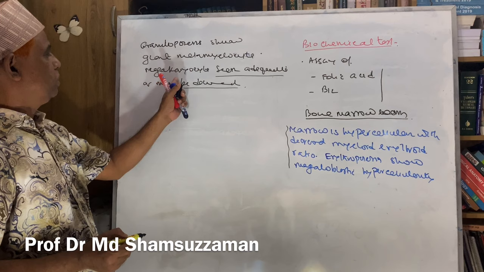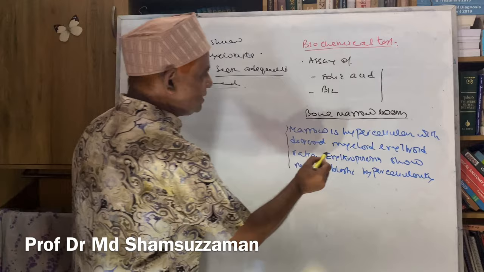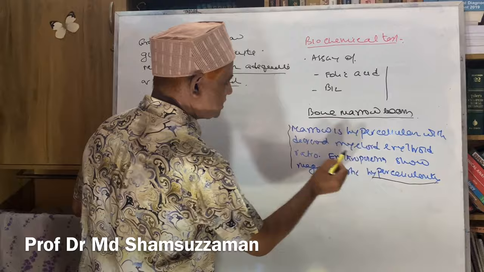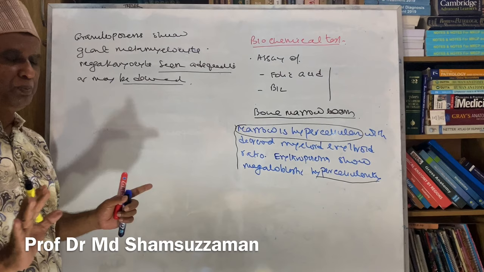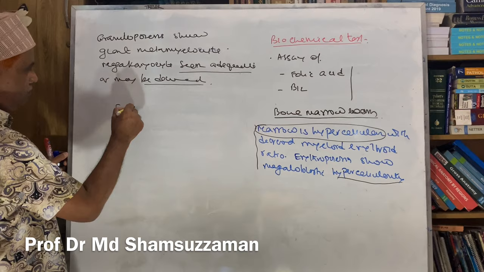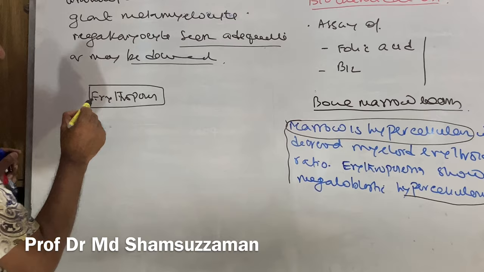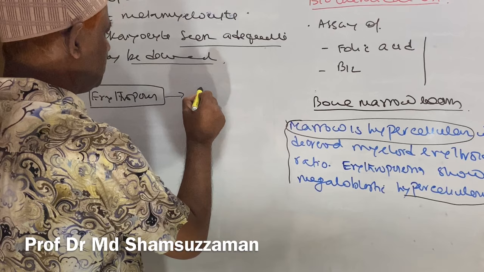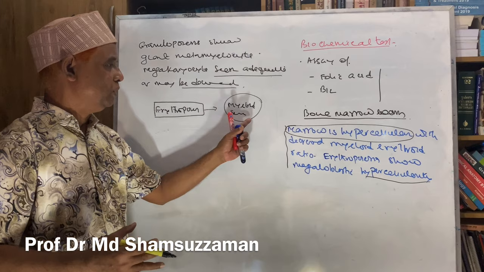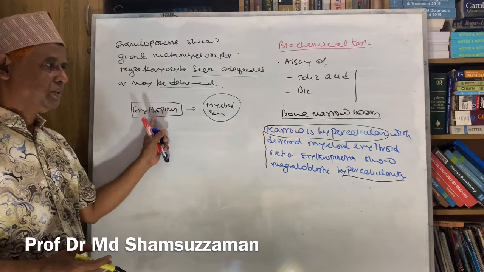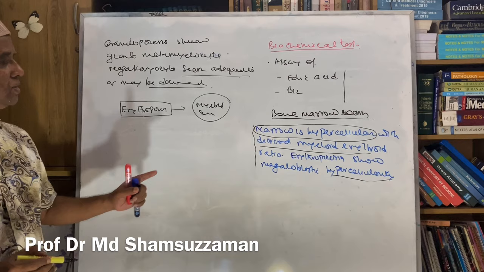Dear audience, as there is hypercellularity of the erythropoiesis, so there is hypercellular bone marrow. Due to hypercellularity of RBC series, marrow is hypercellular. Dear audience, you know, RBC is developed, and other than RBC, all cells in the bone marrow are called myeloid cells. So only RBC series is called erythroid series. Other than RBC, all cells together are called myeloid series. As there is hypercellularity of the erythropoiesis, so there is decreased myeloid erythroid ratio.